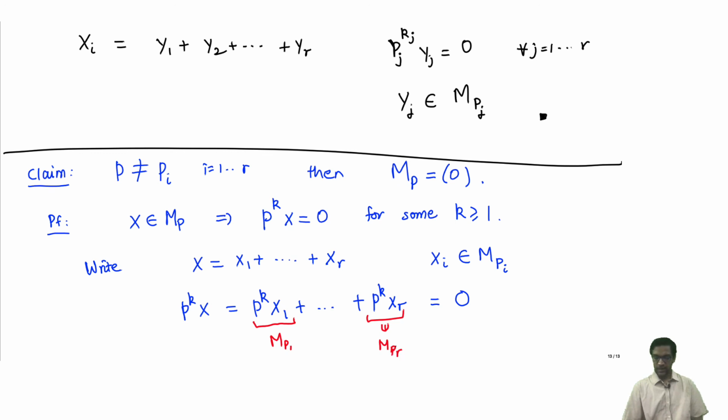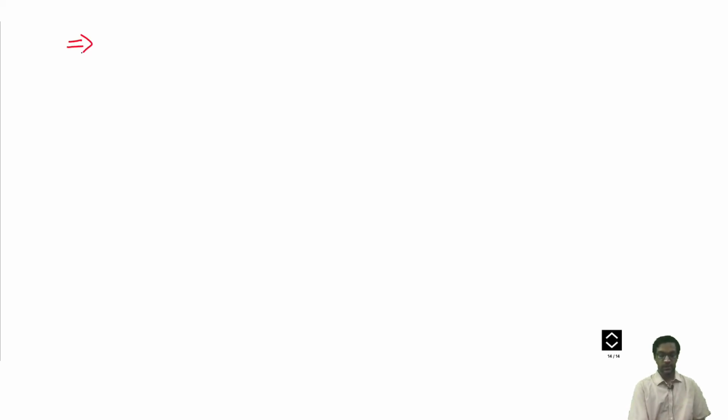And what are we obtaining here? That a sum of elements from these different submodules is 0. Okay, but we have already shown that these submodules are independent, which means that if the element 0 can be written as a sum of elements from these modules, each of those components must be 0. Okay, so this means by the independence of the MPIs that each of these p to the k xi is 0, for all i equals 1 to r. And why is this? By the independence.